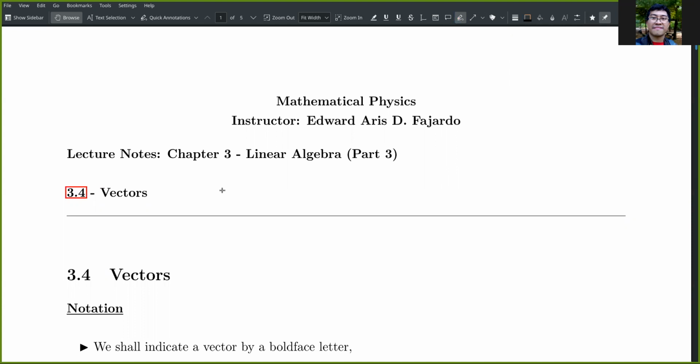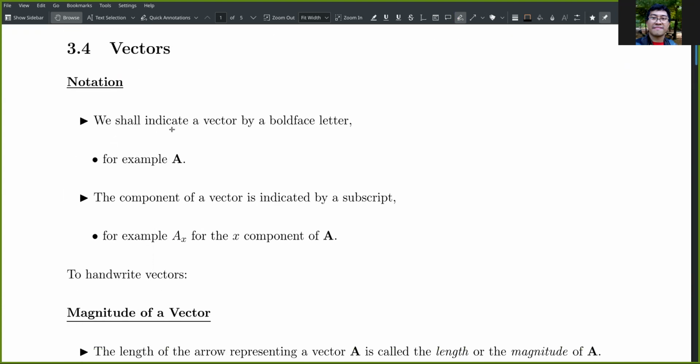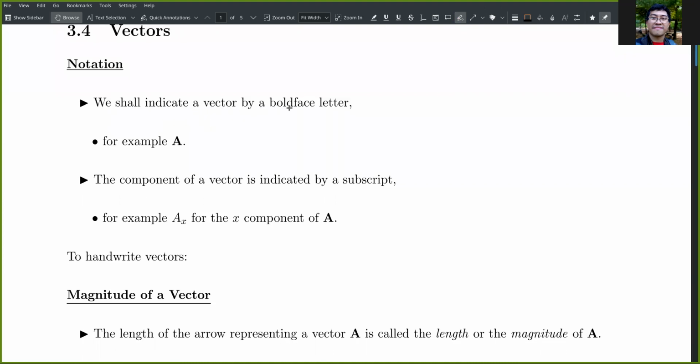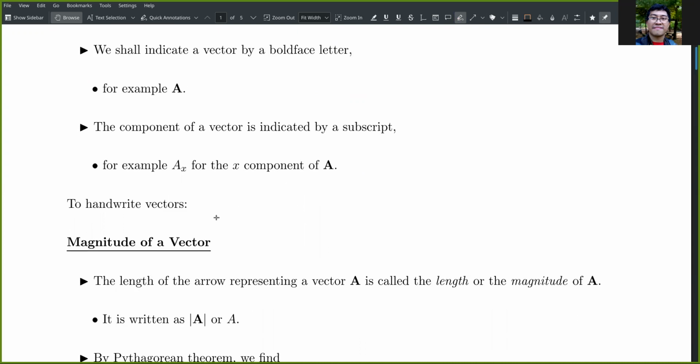Today, let us have a review on the topic of vectors. The notation that we'll use is that we indicate the vector by a bold-faced letter, for example, this A here. The component of a vector is indicated by a subscript, so A x for the X component of A. But when you're writing, it would be difficult to write in bold-face, so to handwrite vectors, you just write the letter but put an arrow on top.